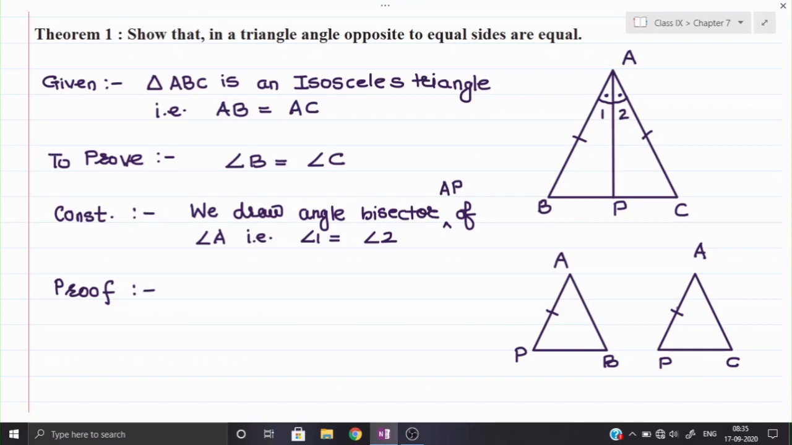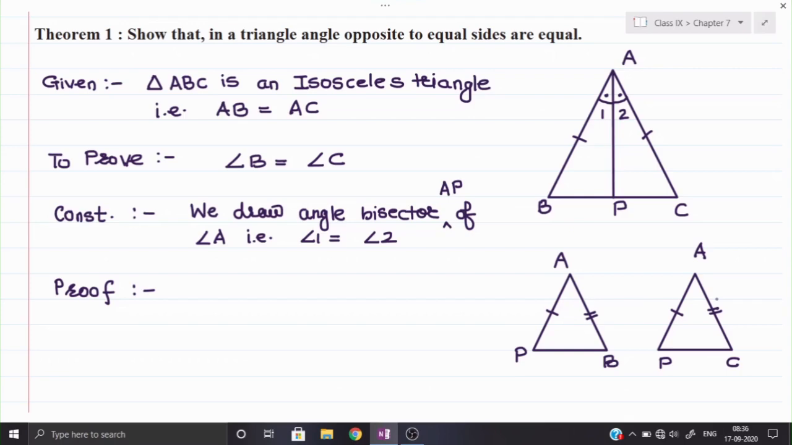Second thing, observe in the question we are given that AB and AC are equal. So that is also one of the corresponding pairs. So we can say that one more corresponding pair we got equal. Now look at angle number 1. The proper name of angle 1 is angle PAB.